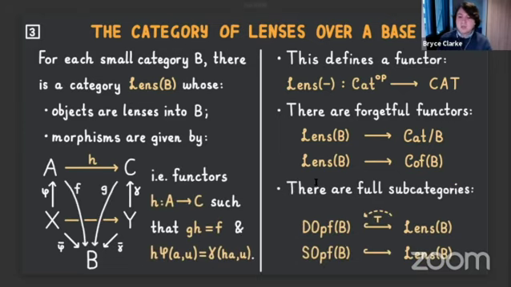And then finally, we have full subcategories of Lens B, which are the category of discrete opfibrations, which is actually a co-reflective subcategory, and also a full subcategory of split opfibrations in the category of Lens B. Okay, and so this is why we're interested in lenses, because somehow they're generalizing discrete opfibrations and split opfibrations in this nice way.